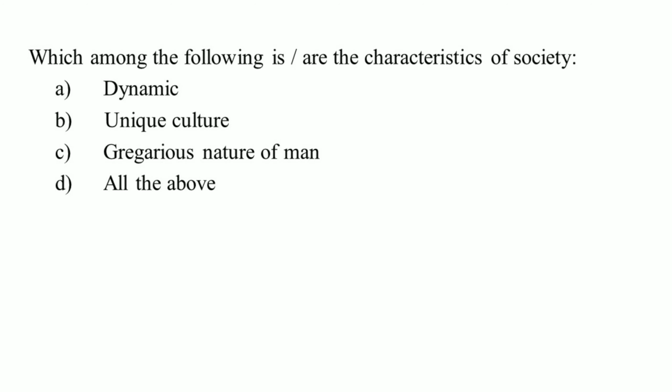Which among the following are the characteristics of society? Option A, dynamic. Option B, unique culture. Option C, gregarious nature of man. And option D, all the above. Right answer, option D, all the above. Which means dynamic, unique culture and gregarious nature of man are the characteristics of our society.